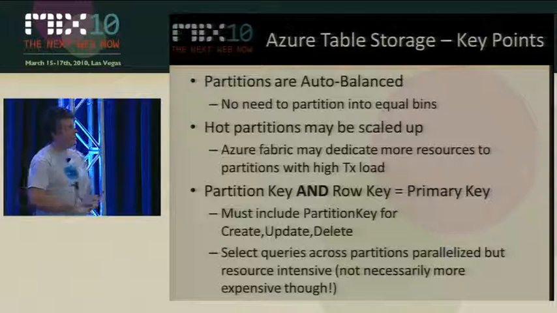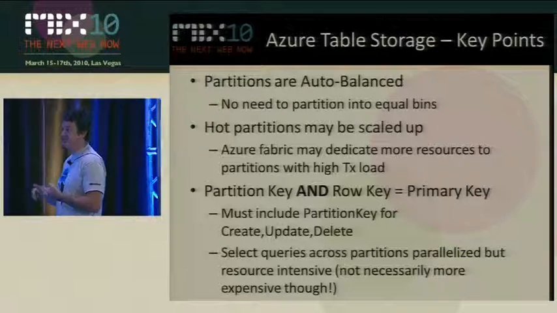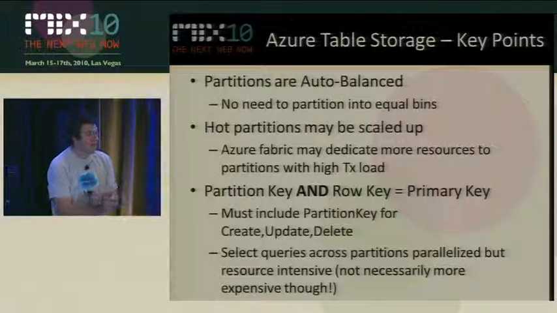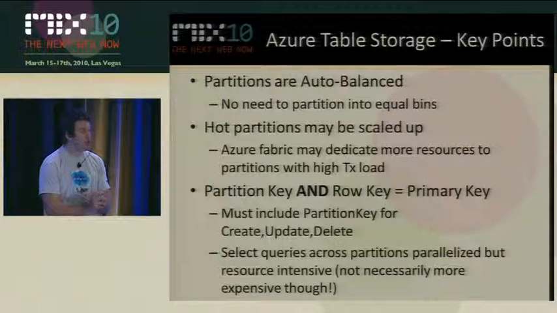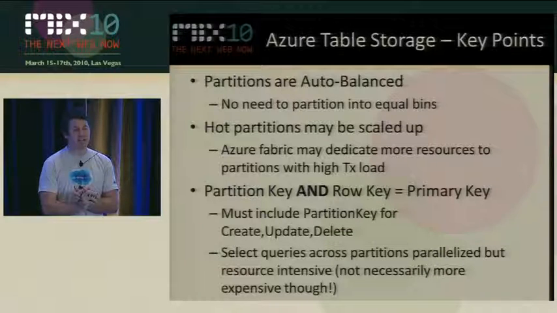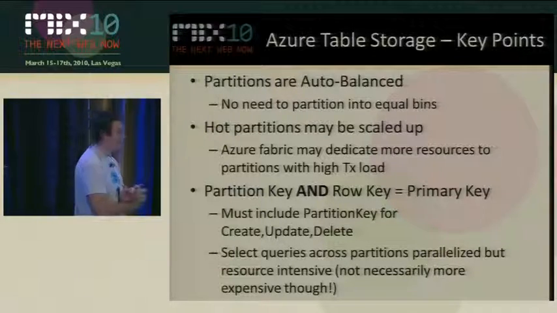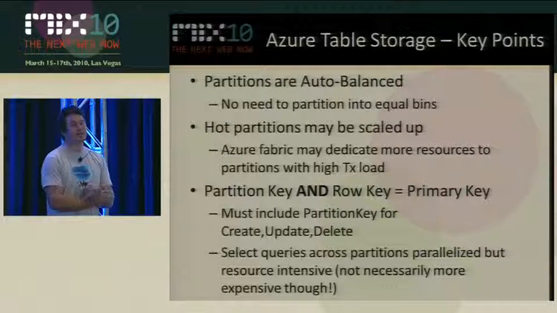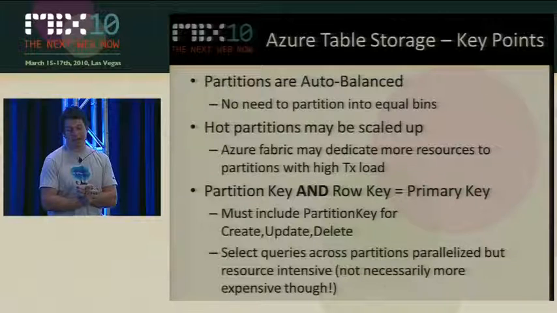Your partition key and row key make up your primary key, and you must include the partition key anytime you do a create, delete, or update. What that means is those operations, when you did them as a batch operation, can only occur within the scope of a partition. If you're inserting or updating multiple entities in a table, that can only happen within the scope of a partition.